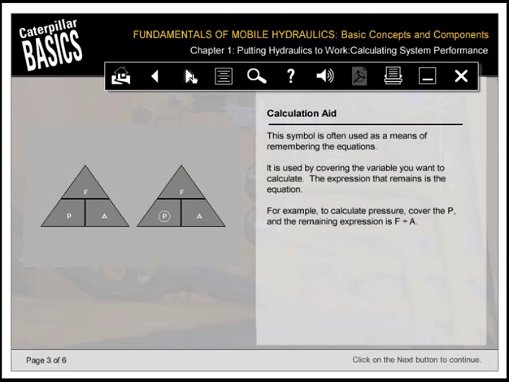This symbol is often used as a means of remembering the equations. It's used by covering the variable you want to calculate. The expression that remains is the equation. For example, to calculate pressure, cover the P, and the remaining expression is F divided by A.